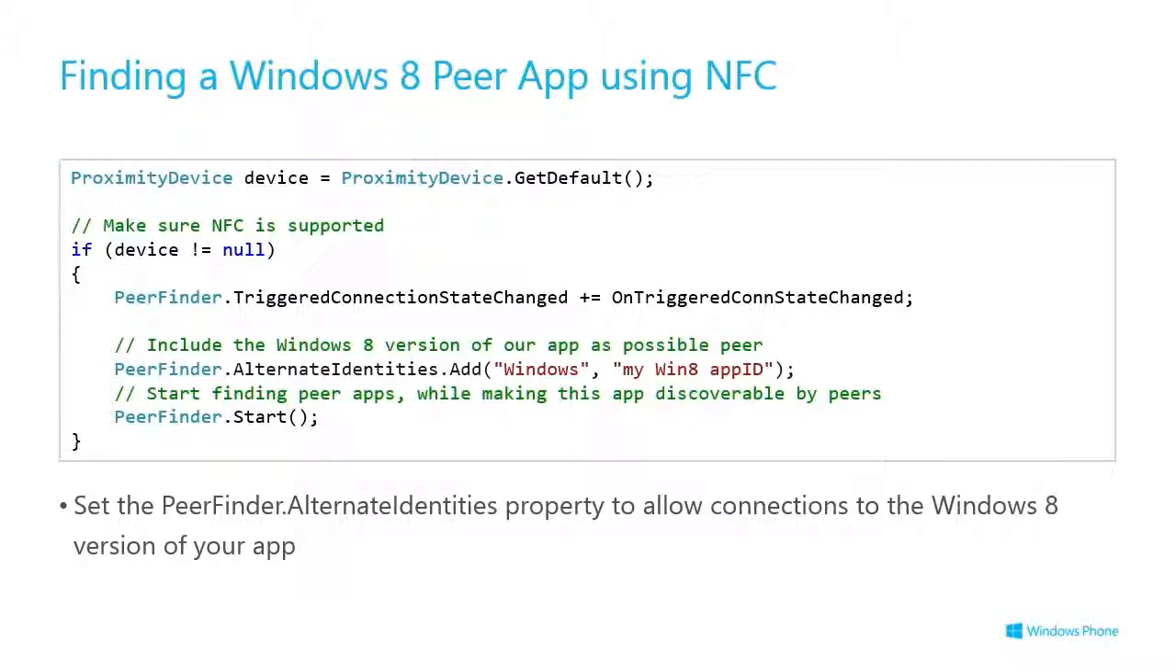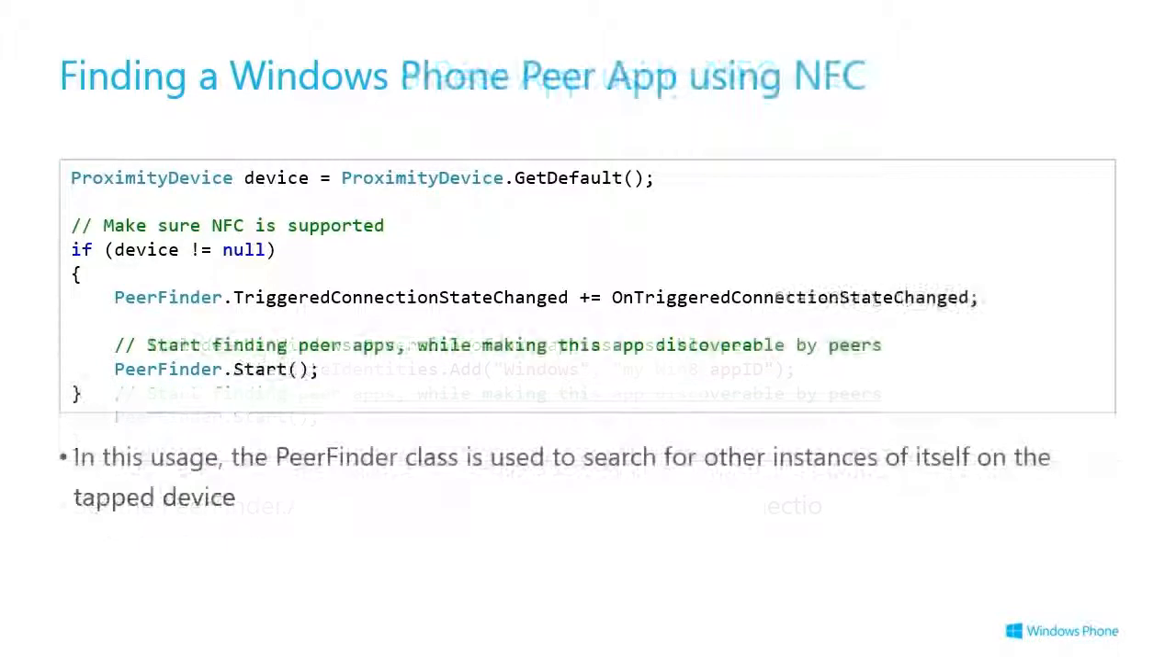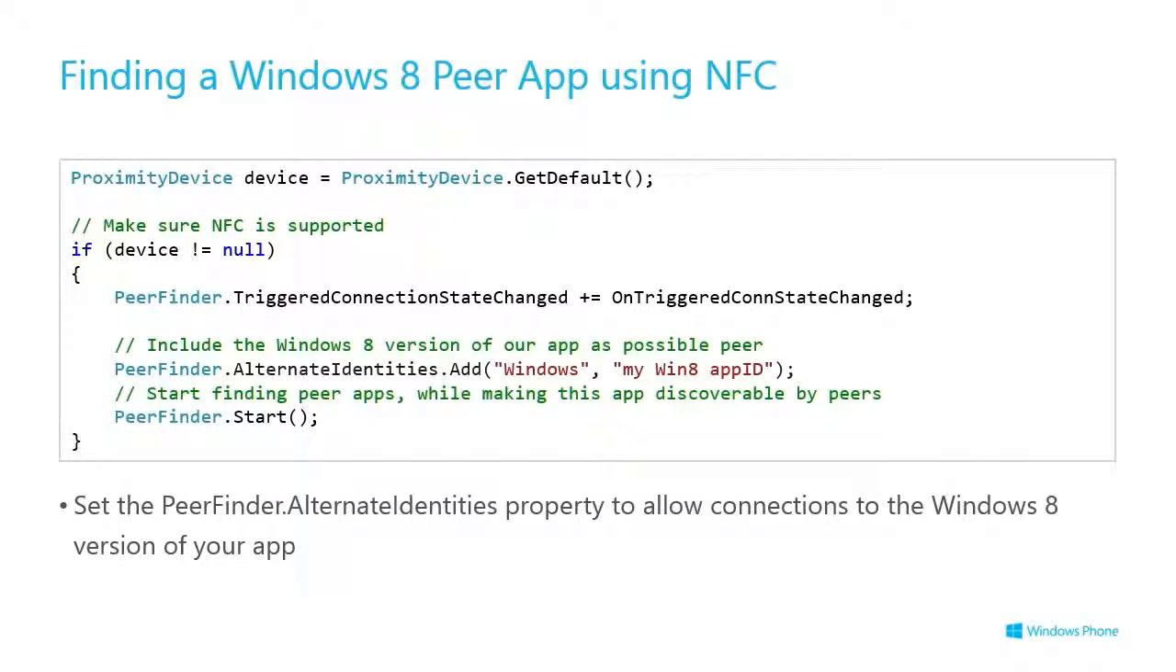Look at the previous slide first: it will then go and start finding other copies of itself on the device that you have connected to. But with this one, you can now tap a phone to a Windows 8 slate and it will go and find whatever the My Win8 app ID is. So you plug in the actual app ID of your Windows 8 app and it will search for that one. So you can connect between a Windows Phone app and a Windows 8 app, obviously the same app, but the alternate identities is how you make that connection between the Windows Phone version of your app and the Windows 8 version of your app.